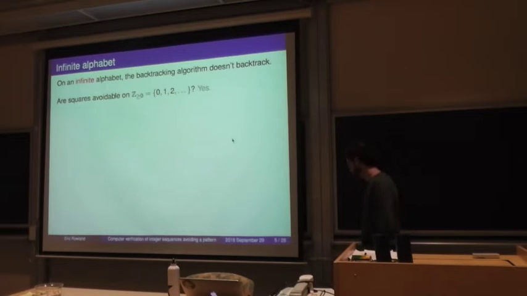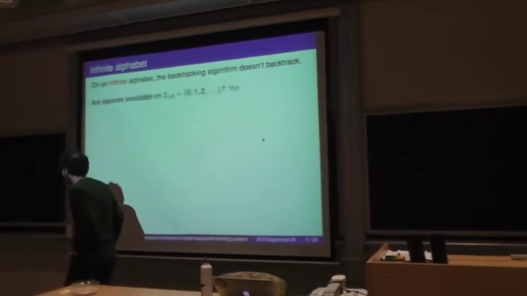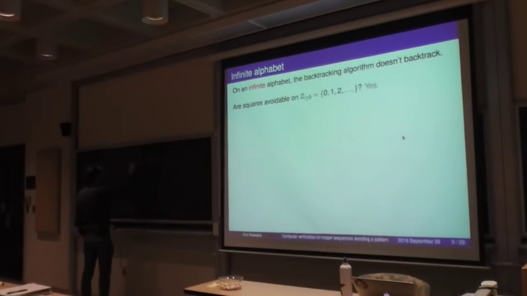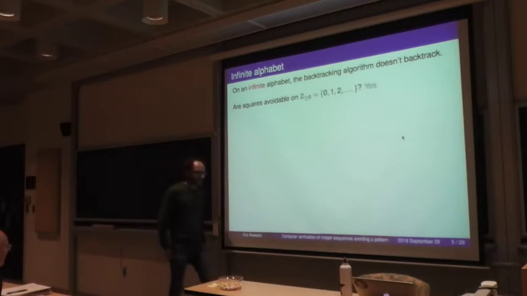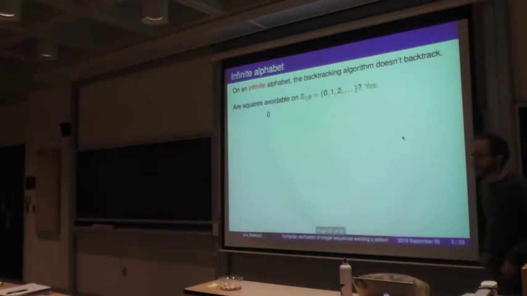Yeah, right. So the sequence, do I have chalk here? The sequence, I mean, for sort of silly reasons, the sequence 0, 1, 2, 3, 4, 5. This is a square-free sequence. So the answer is trivially yes. Then we can ask about the lexicographically least square-free sequence on integers.